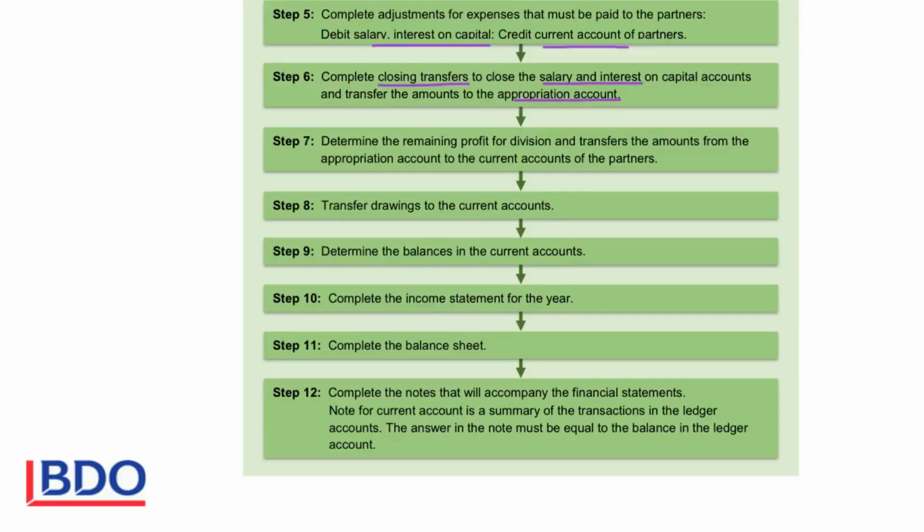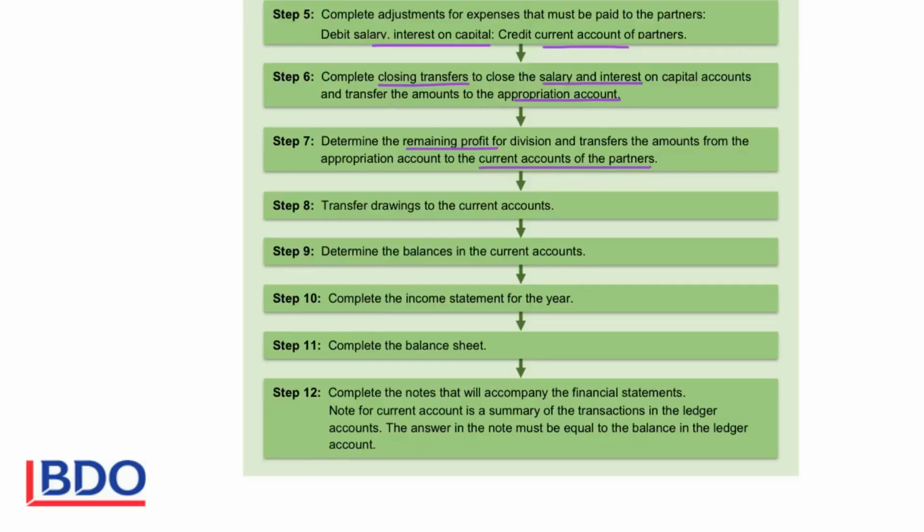We only have 110,000 left over, and that's what we do in step 7. We determine what is that remaining profit. So the net profit less the amount paid for salaries and interest to the partners. And we then transfer these amounts to the current account. So we first of all determine what is the total profit that's left over. Then we divide it according to the profit sharing ratio, and we transfer it to the current account of the partners.